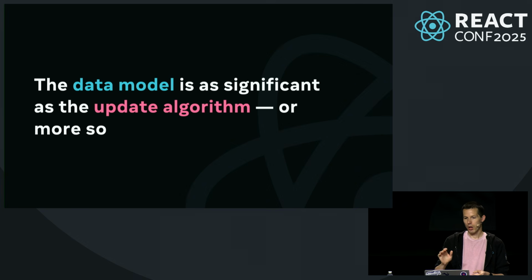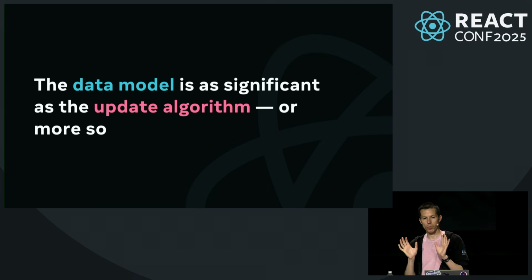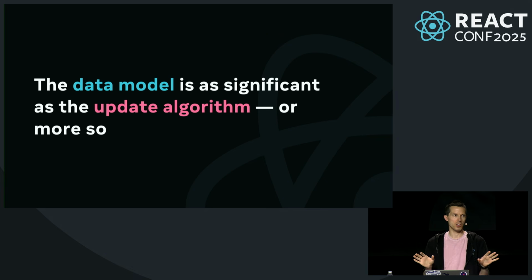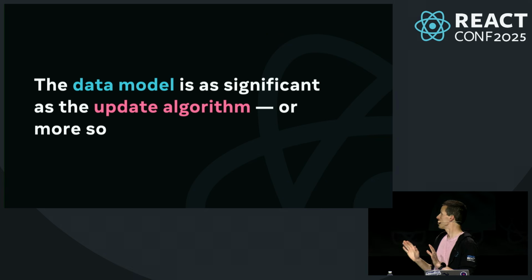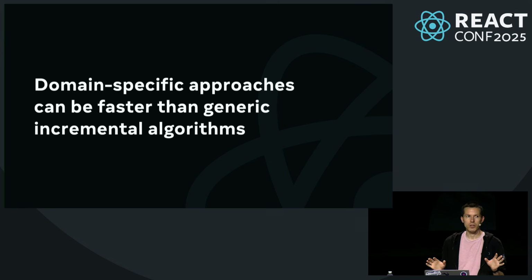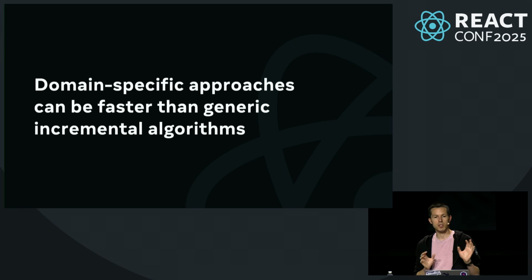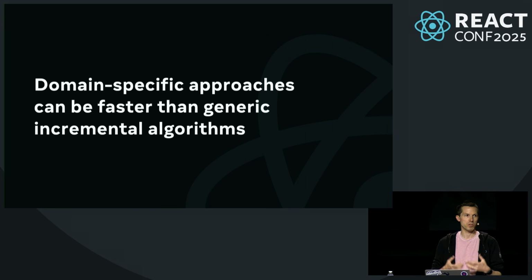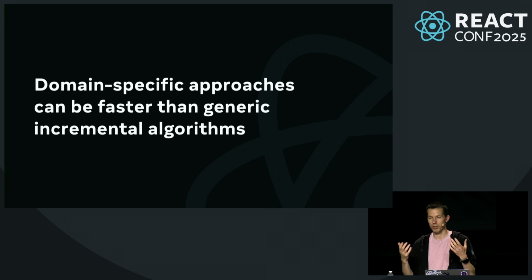So, first, key takeaways. We've seen that the data model is just as important, maybe more so, than the particular incremental algorithm we choose. Second, our results suggest that domain-specific approaches to incremental computation can be substantially faster than traditional incremental algorithms like signals, which are pull-based or generally lazy.